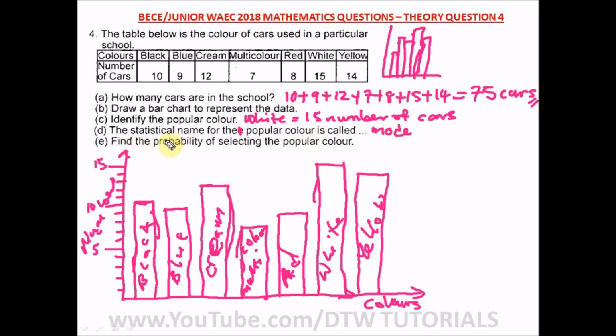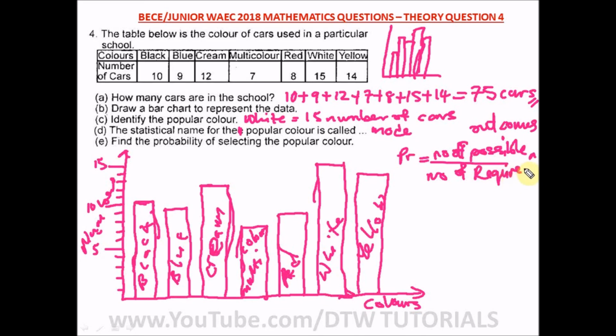Now E says find the probability of selecting the popular color. Now remember your formula for probability. The formula for probability is the number of possible outcomes divided by the number of required outcomes. Okay, and here we are asked to find the probability of selecting the popular color.